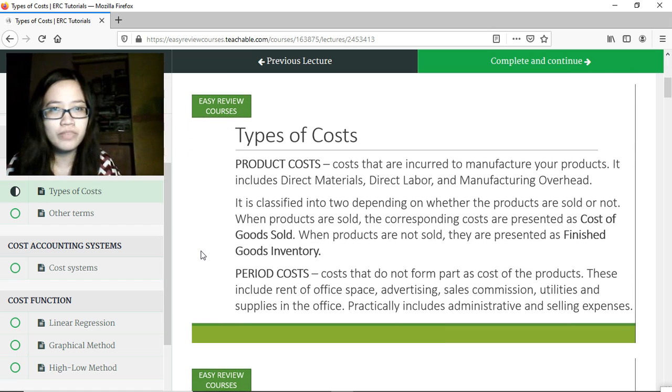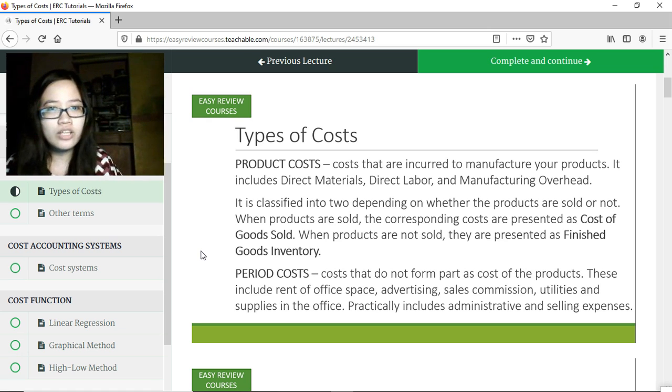We'll go over them. So, we have two types of costs: product cost and period cost. Yung product cost, lahat ng cost na ginamit or na-incur to manufacture the product. So, ito yung direct materials, direct labor, saka manufacturing overhead. Okay? So, yun yung product cost natin. Tinatawag din siya na manufacturing cost.